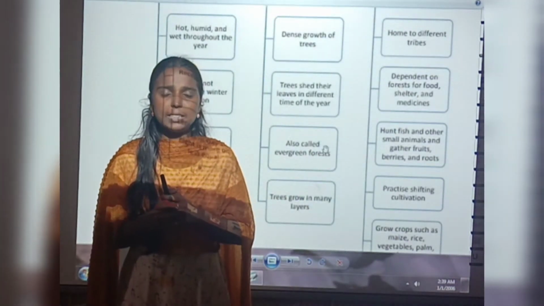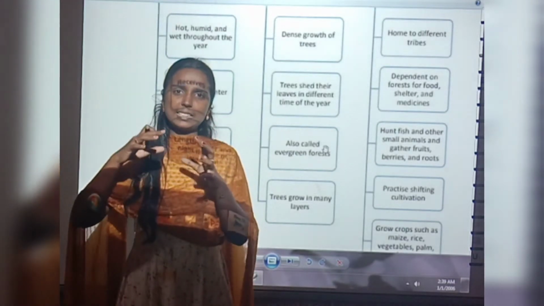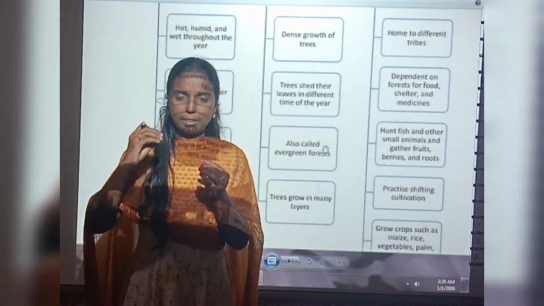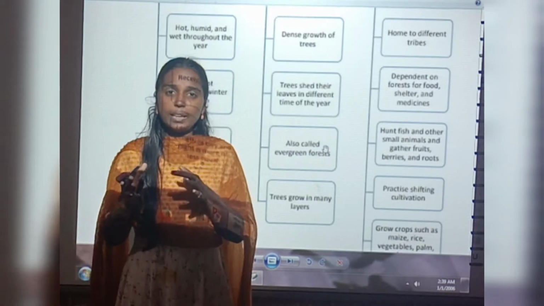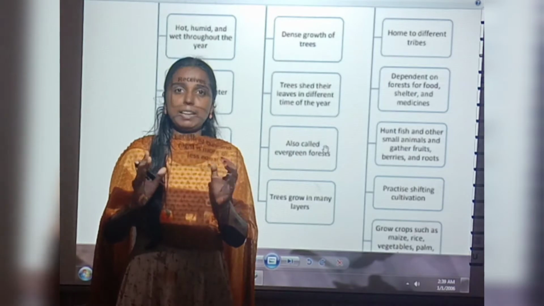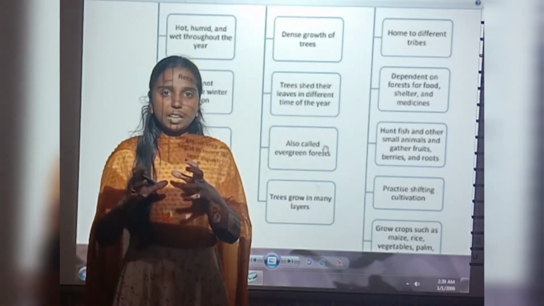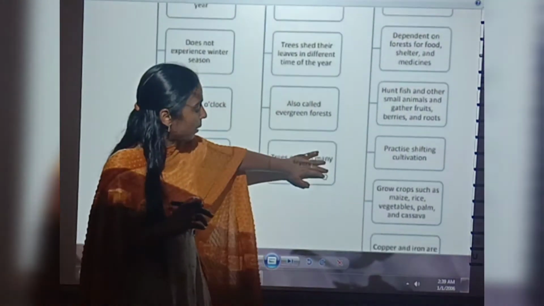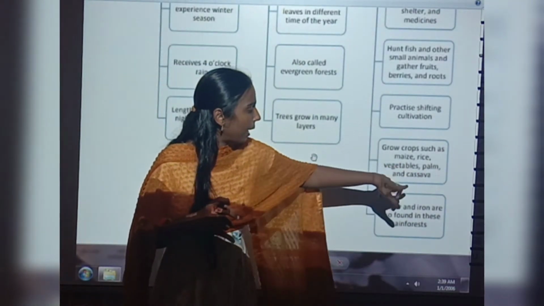cultivation. So what do you mean by shifting cultivation? Yes, they will burn all the plants and shrubs in a particular piece of land, and they will grow crops in that piece of land for 1 or 2 years, and once the fertility of that layer is over, what they will do? Again, they will burn all the plants and trees in that piece of land, and they will shift to another piece of land. So this kind of cultivation is called as shifting cultivation. So they are practicing shifting cultivation, and the crops that are grown here are maize, rice, vegetables, palm and cassava.